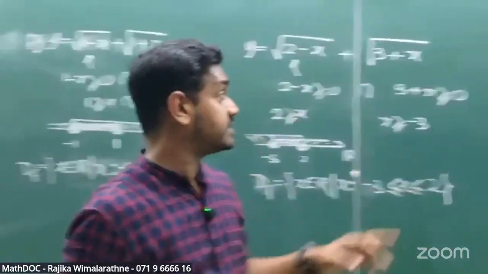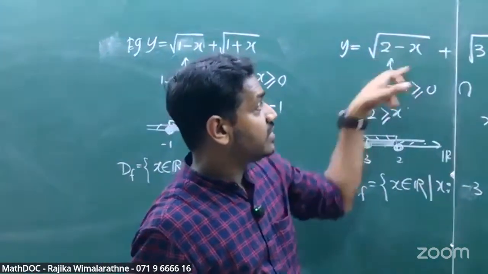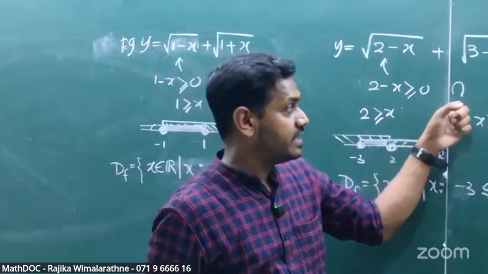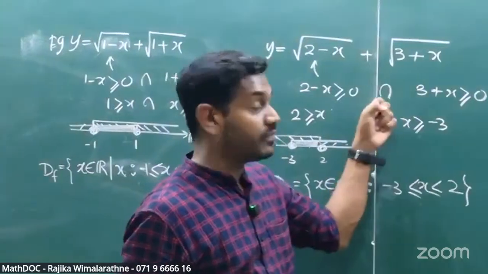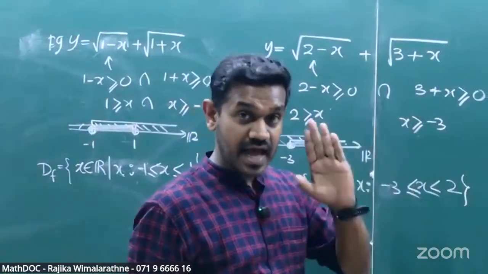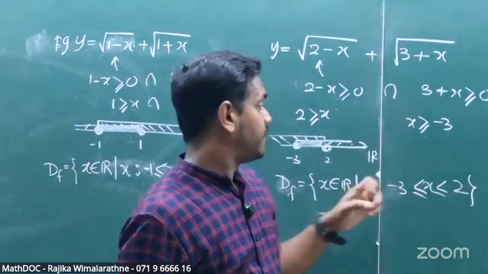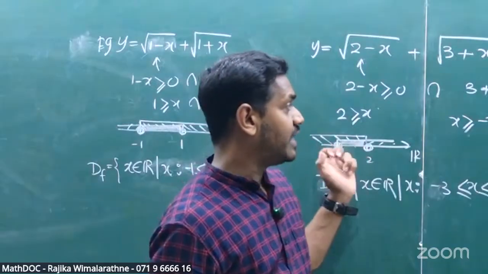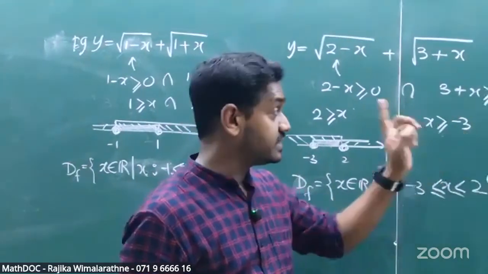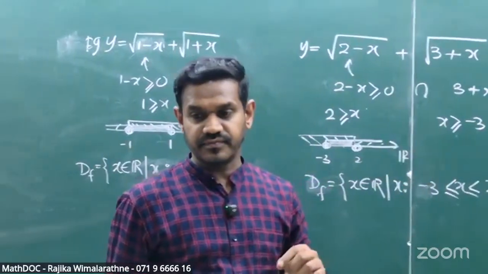Therefore, in this case, within the square root this value is positive and within the square root this value must be positive. Then we consider the AND operation, not the OR operation. AND means intersection. Then here, the value less than 2 and the value greater than minus 3. We consider the AND operation. Okay, complete it.